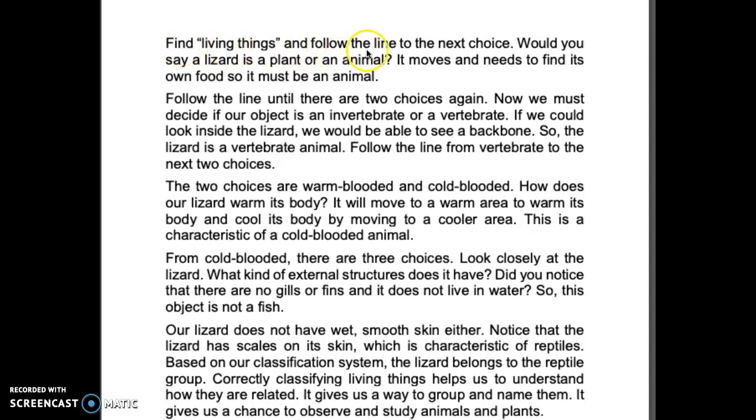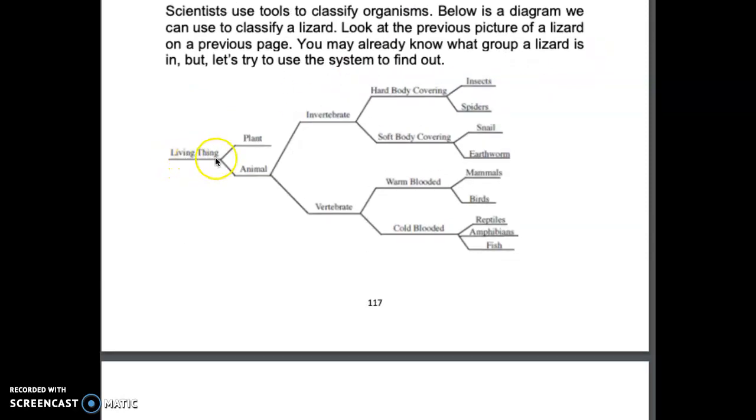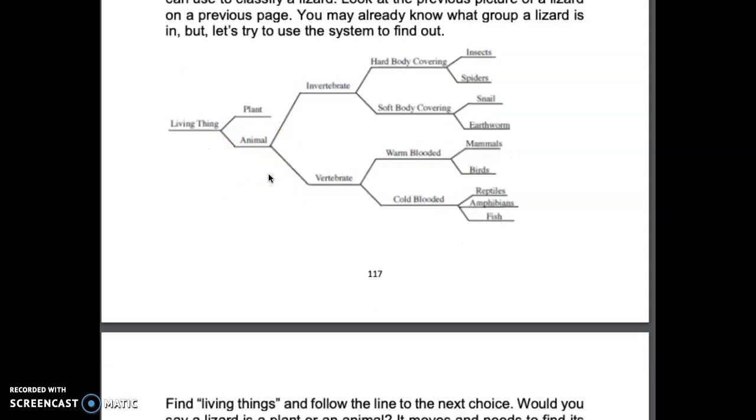Find living things and follow a line to the next choice. Would you say a lizard is a plant or an animal? It moves and needs to find its own food, so it must be an animal. Okay, so here's our diagram. Are we going to go up or down? If you said that the lizard is an animal and we're going to go down, you're correct. Now we're faced with another two choices. Let's keep reading.